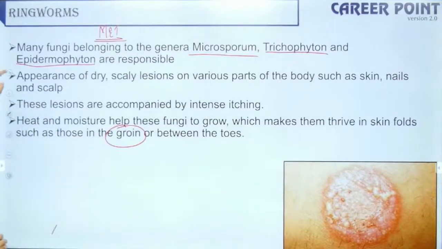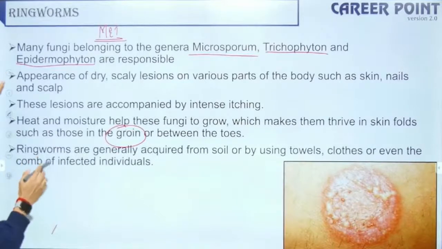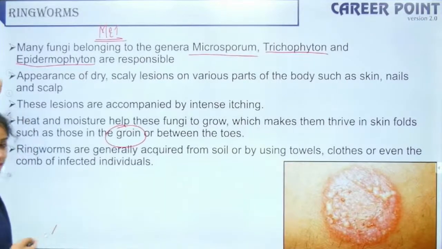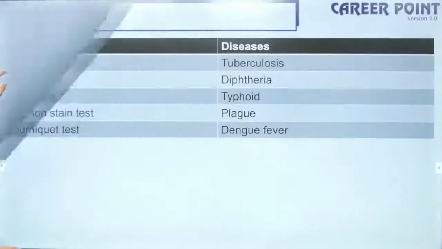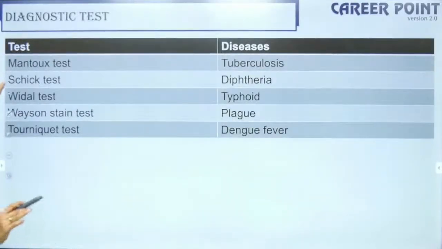Fine. So ringworms are generally acquired from the soil or by using towels, clothes or even the comb of infected individuals. There are certain things that you should never share. One is your comb, but half the people do not know that. They tend to share combs. So you're not supposed to share a comb. With this, we come to the end of the diseases so far, right?